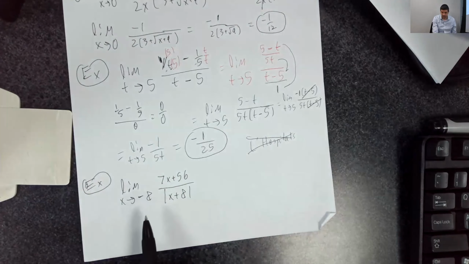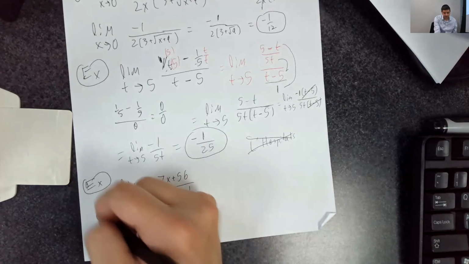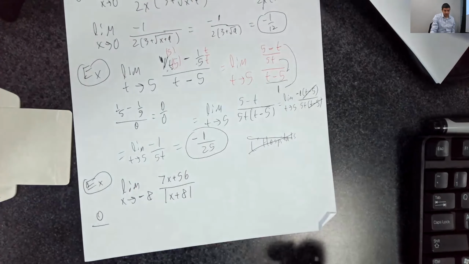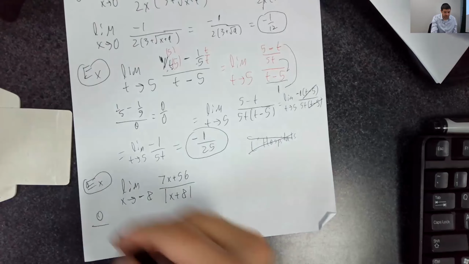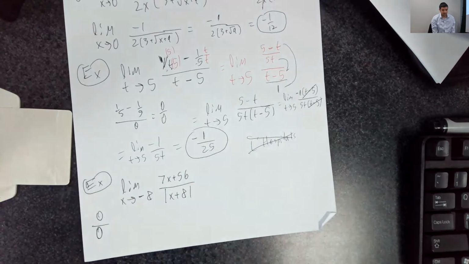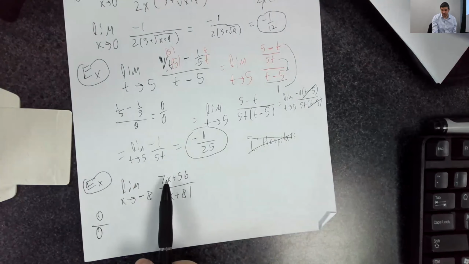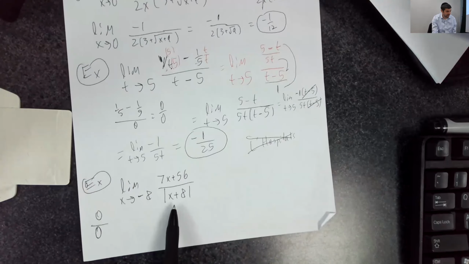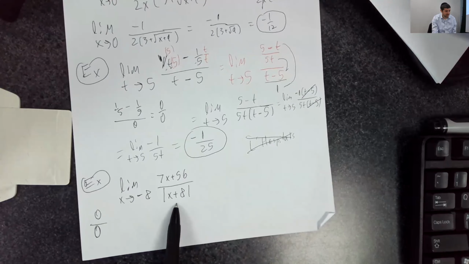So if you just plug in -8, then sure enough, you'll get 0 in the numerator. Denominator: -8 plus 8 is 0. Absolute value of 0 is still 0. So still 0 over 0. Now this is a little bit tricky because you might be tempted to factor out a 7, but you can't just cancel, right? Because x plus 8 is not the same as the absolute value of x plus 8. So those don't just cancel.